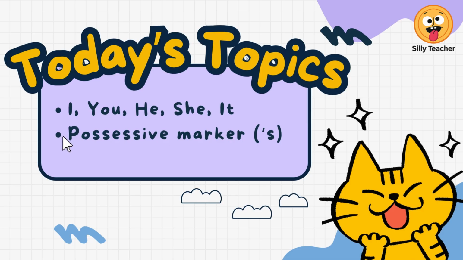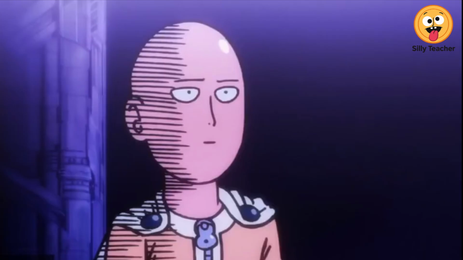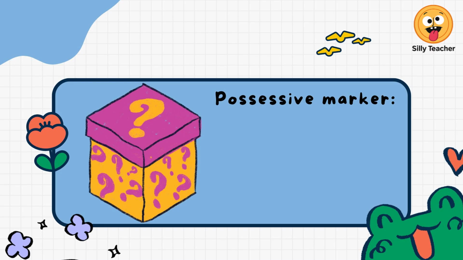Now let's get into the second topic, which is possessive marker. Now you must be wondering, what is a possessive marker? A possessive marker, we use it to show ownership. And also, it links a noun to what belongs to it. Sounds a bit complicated, right? Okay, now let's make it simpler.